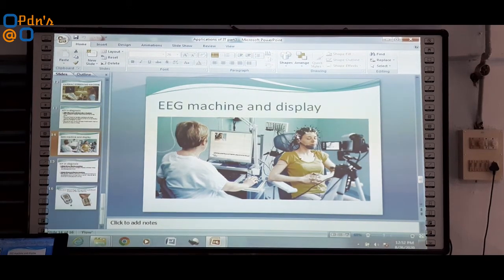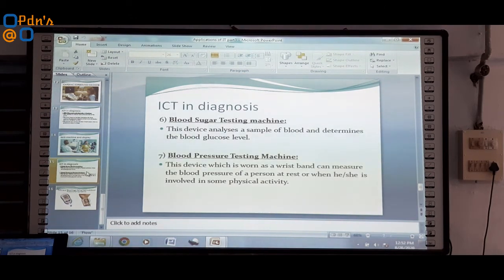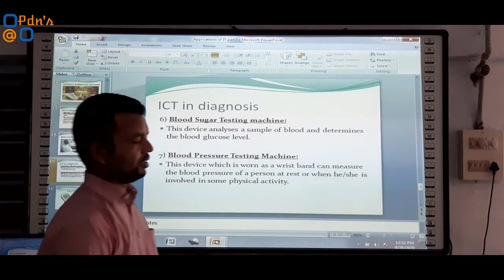See, these are the electrical probes which are attached to the head of a patient, and after attaching them, all the movement or all the activities will be recorded inside the computer. Okay, so this is the EEG machine. Then apart from these, two more devices are there, the blood sugar testing machine and the blood pressure testing machine.